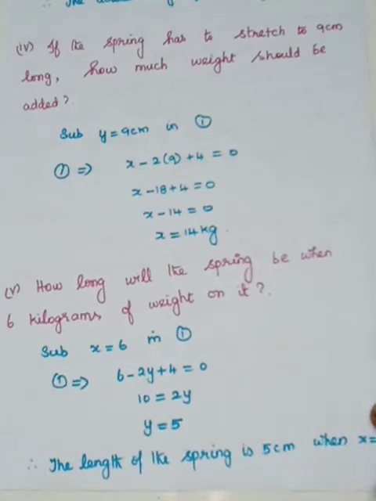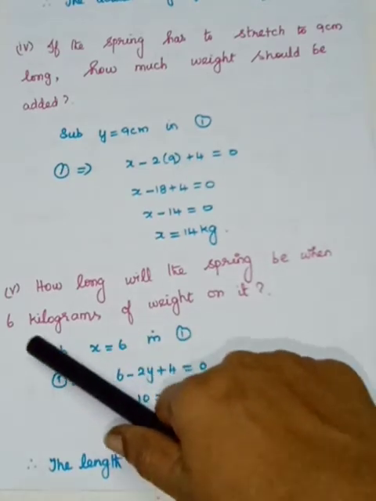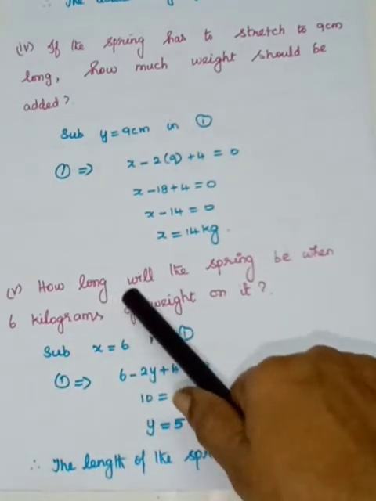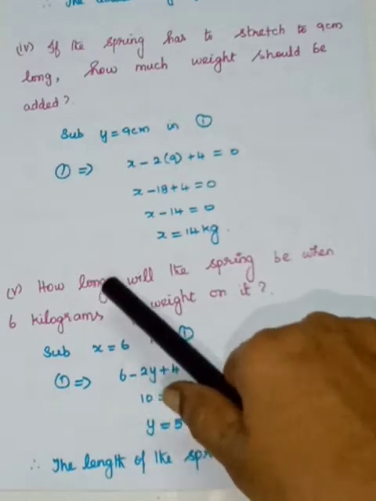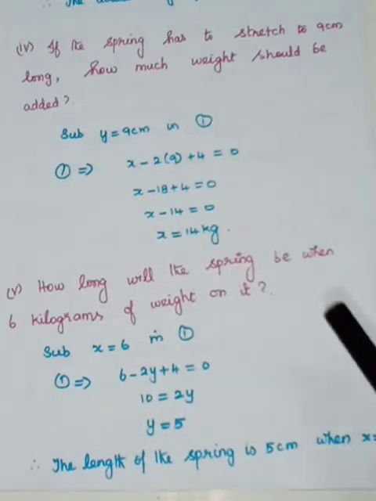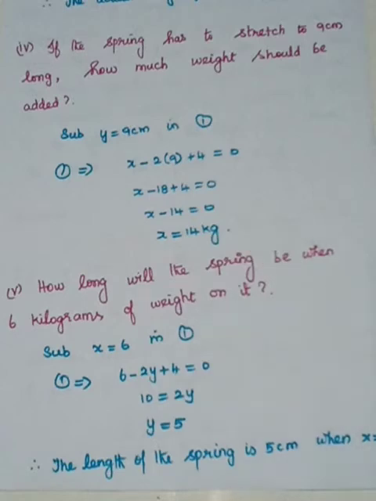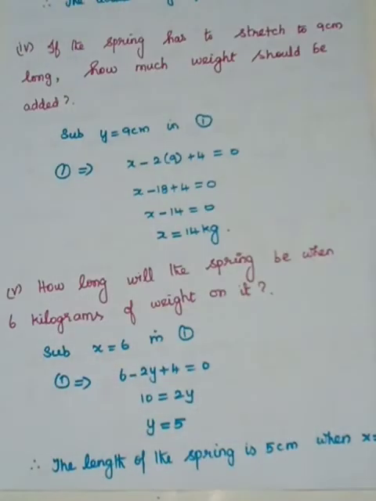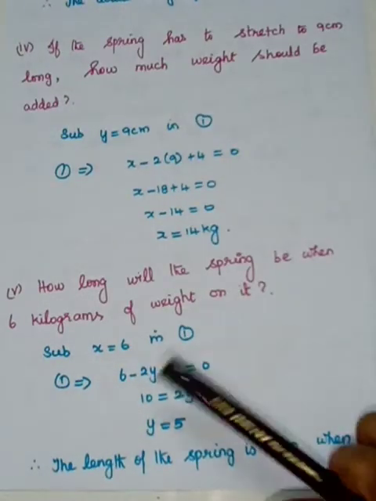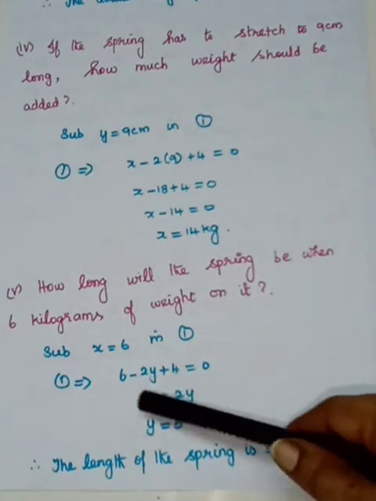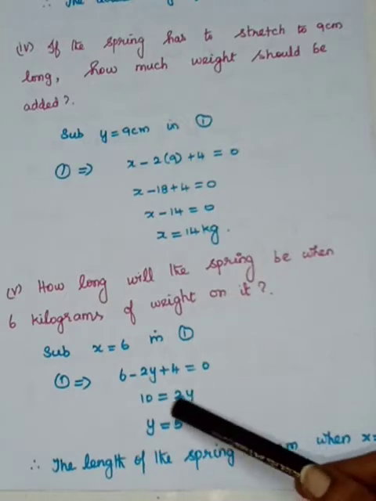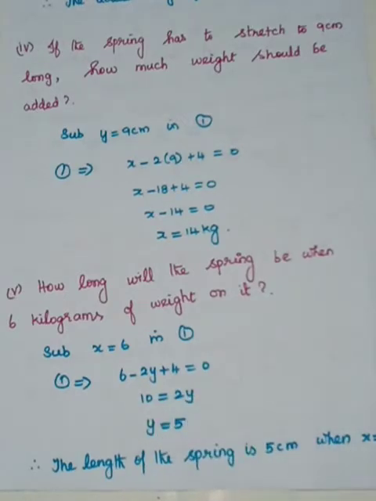it? So see that weight is x. So how much weight here? 6. So x is equal to 6. You have to find how long. So that is the length of the spring we have to find. So you have to take x is equal to 6 in the equation. What is the equation? x minus 2y plus 4. So in the place of x, you have to substitute 6. So 6 minus 2y plus 4 is equal to 0. 6 plus 4 is 10. So bring this minus 2y to the next side as plus 2y. So 2y is equal to 10. So y is equal to 5.